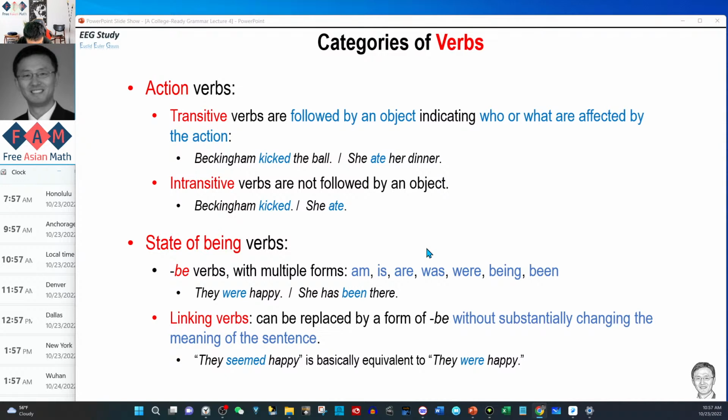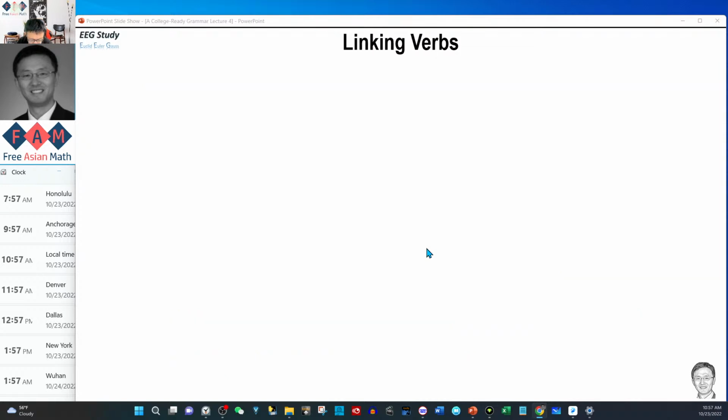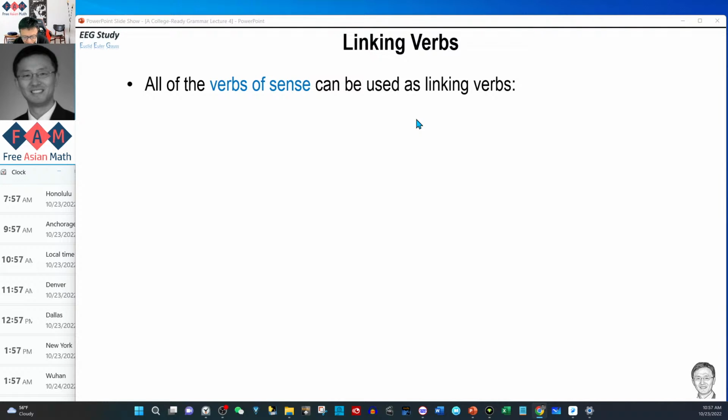That's where we can tell the difference between what is not a linking verb and what is a linking verb. Very luckily, we don't have that many linking verbs in English, and there are certain patterns. So all of the verbs of sense can be used as linking verbs. What are the verbs of sense?